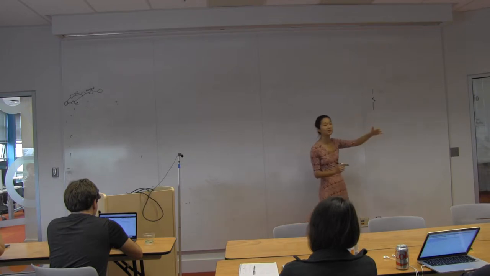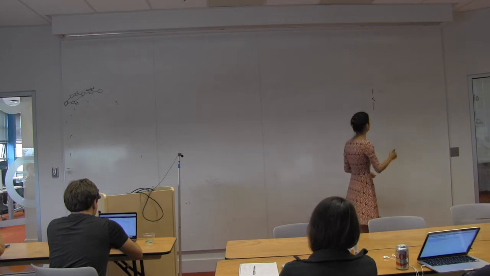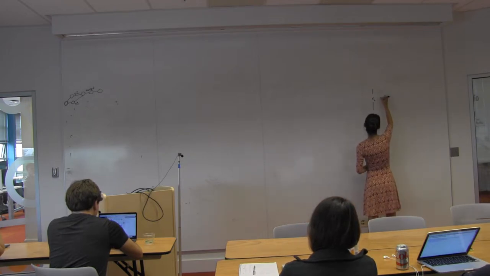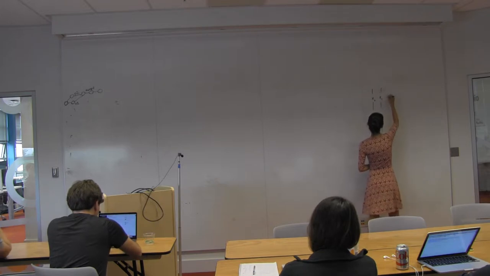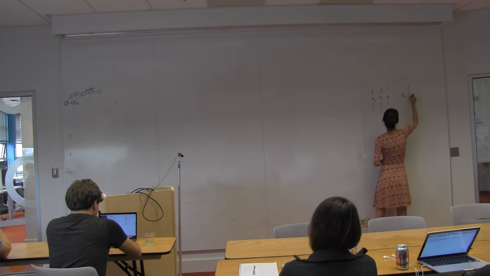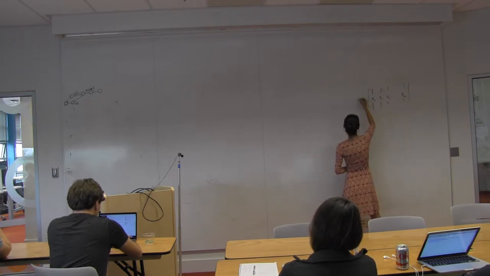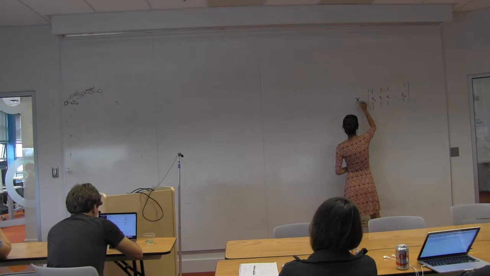So each row is a measurement, each column is a time snapshot. And then I stack them up like this, and so on and so forth. So that's my data. I'm going to call this big X.